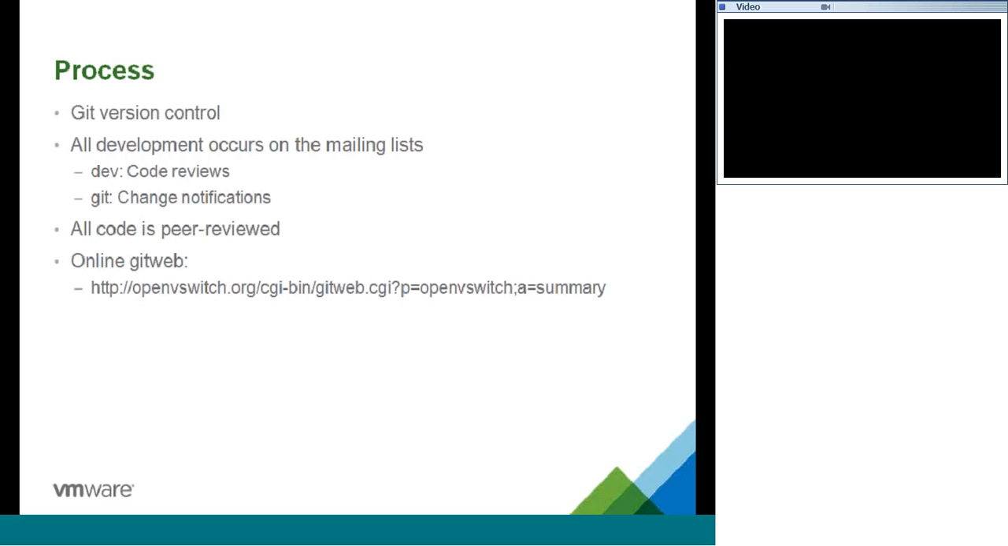As I mentioned, all the development happens on the mailing list. There's the dev mailing list where all the code review happens. The Git mailing list is where change notifications go. All code is peer reviewed, and there's a link available on the Open vSwitch website, which is pretty handy, with which you can use your web browser to look at the repository, see all the commits, and browse the source code.